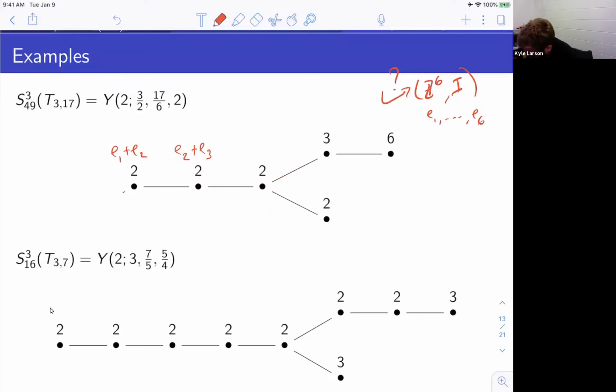So for example, the next one will be sent to e3 plus e4. And then here we'll send this to e4 plus e5. And up to reordering the basis vectors, we have no choice involved here.